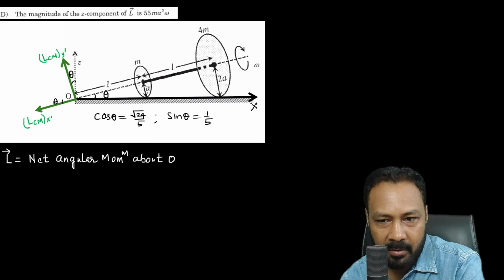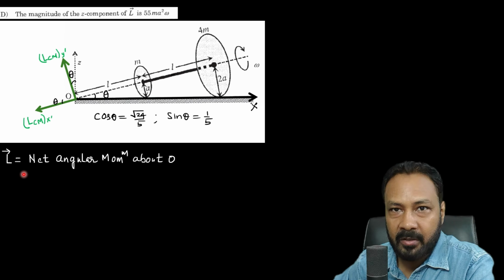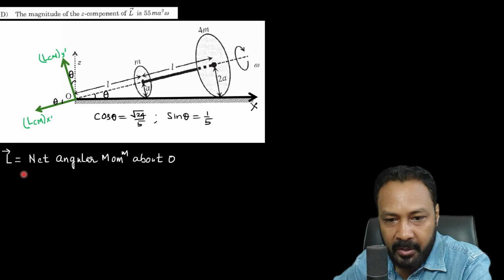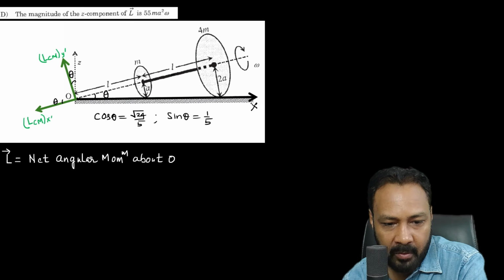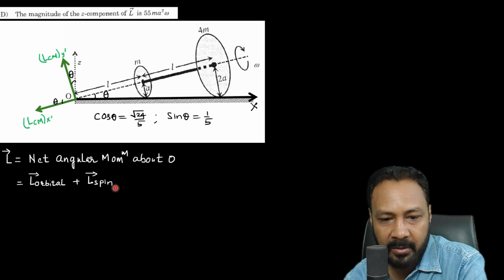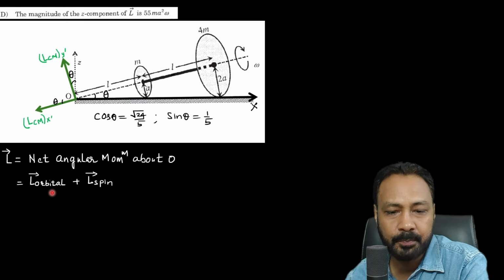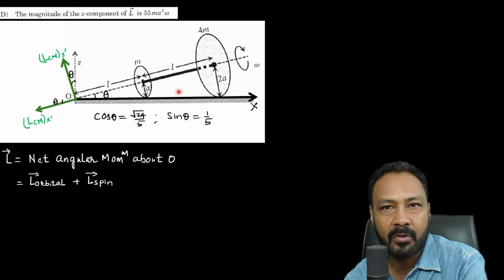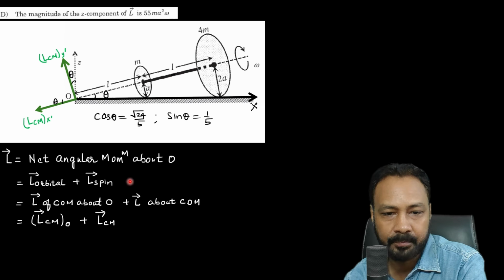Alright, and then that was the magnitude of L. So see, when we talk about the net angular momentum, L was given in the question, that was the net angular momentum. So net angular momentum is the sum of the spin angular momentum and the orbital angular momentum. So this is L orbital, L spin. L orbital is the angular momentum of the center of mass about O, and L spin is the angular momentum about the center of mass.